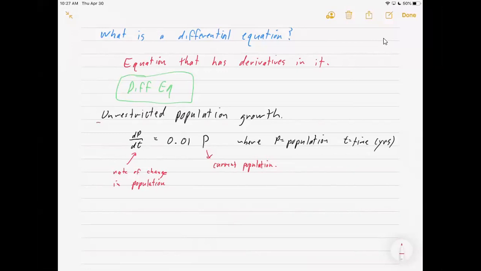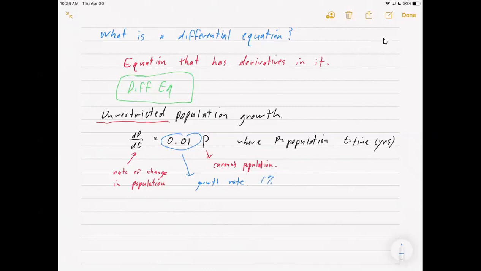Now notice we said unrestricted population growth. This means there is no lack of resources. In the real world, once the population gets to a certain size, the limited resources usually cause the population not to grow as quickly. So this is unrestricted population growth. Now what does the 0.01 mean? Okay, so this is a coefficient or a constant. This is the growth rate. Okay, we're going to take the population and multiply by 0.01, which would be 1%.